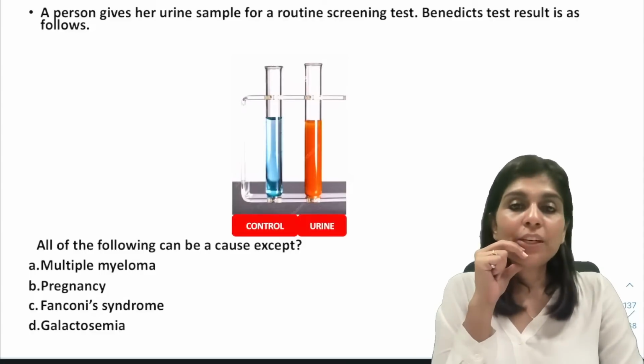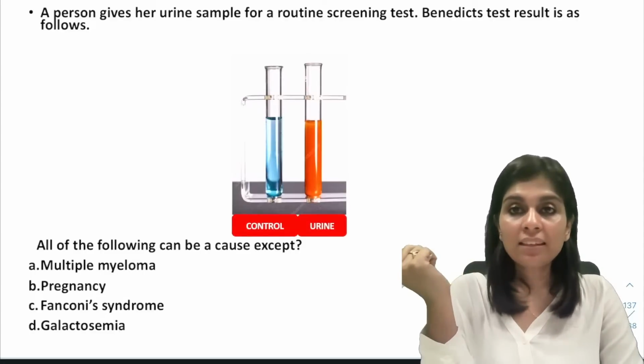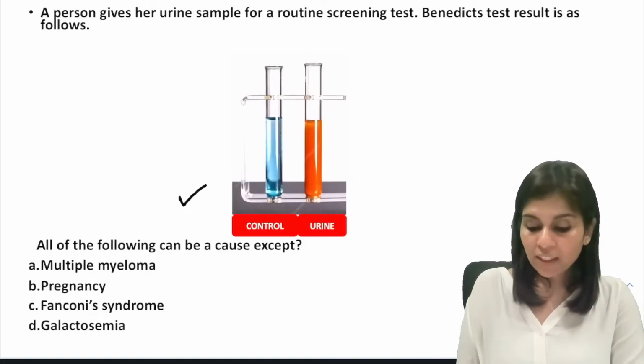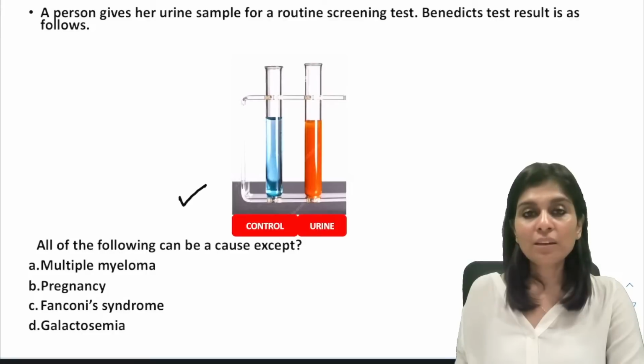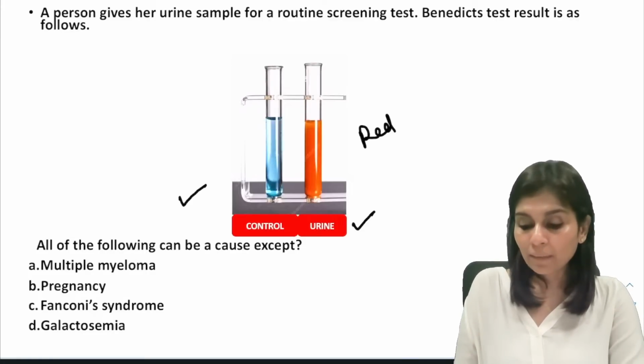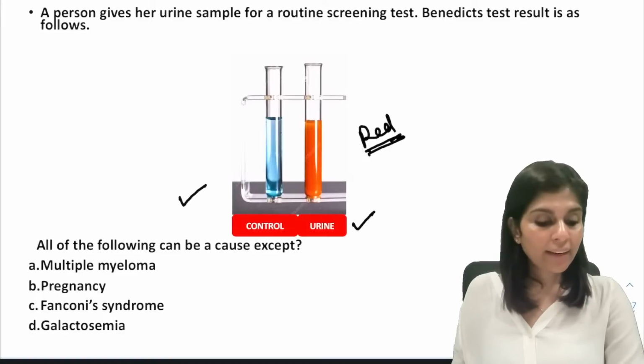A person gives a urine sample for a routine screening test. Benedict's test result is as follows. So what is the image telling you? The image is telling you that one is the control, which is blue in color. The other one is urine, which is red in color. Okay, so blue becoming red.